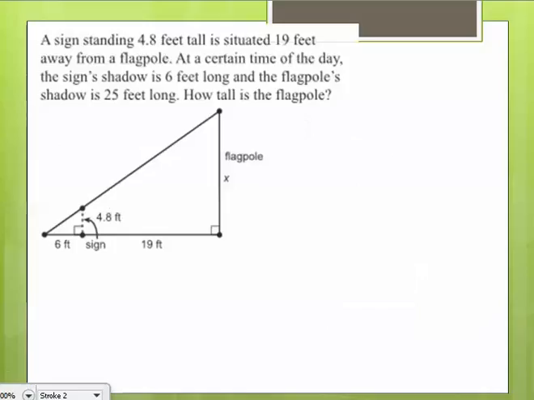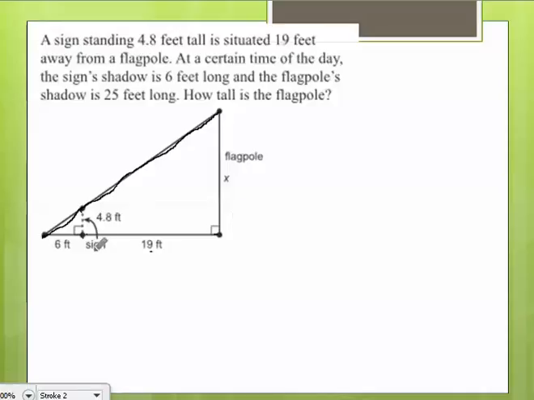Okay, let's look at this one. Here we've got a flagpole, and we've got a sign sitting here that's only 4 foot 8 inches high. And we know the distance from the flagpole to the sign is 19 feet, and from the sign to this point right here is 6 feet. Well, this is the shadow of the flag. Okay? And it goes right through the top of the sign, and it hits right there. And so we can use that shadow to set up some ratios.